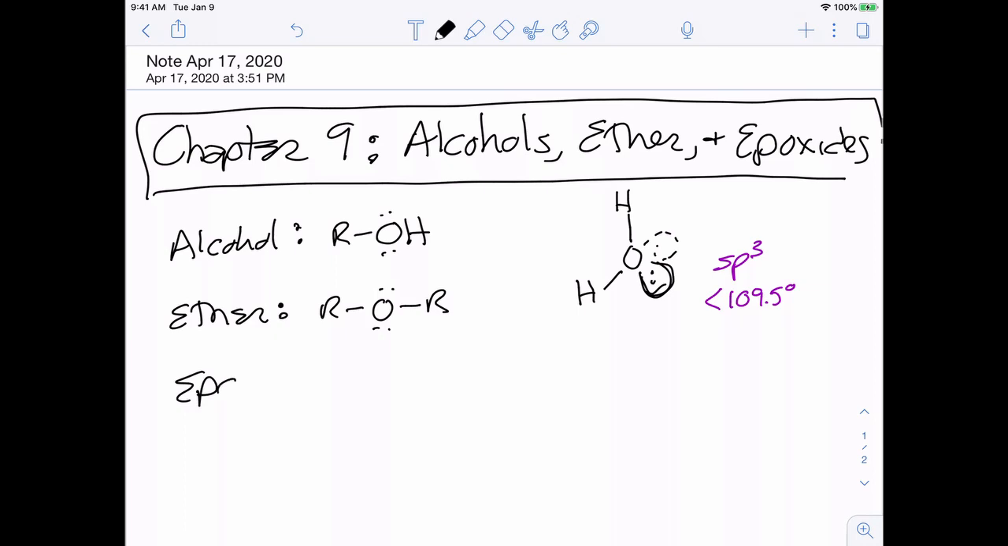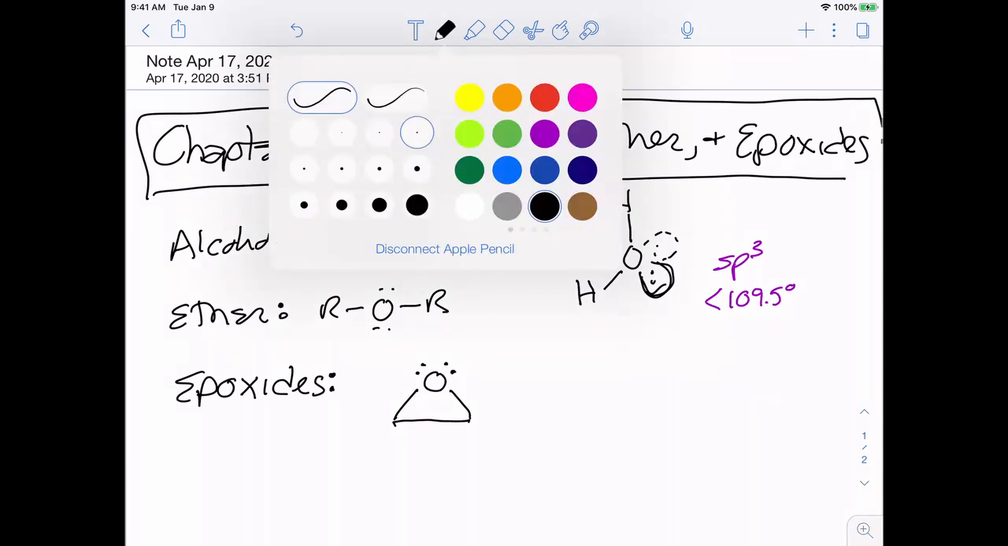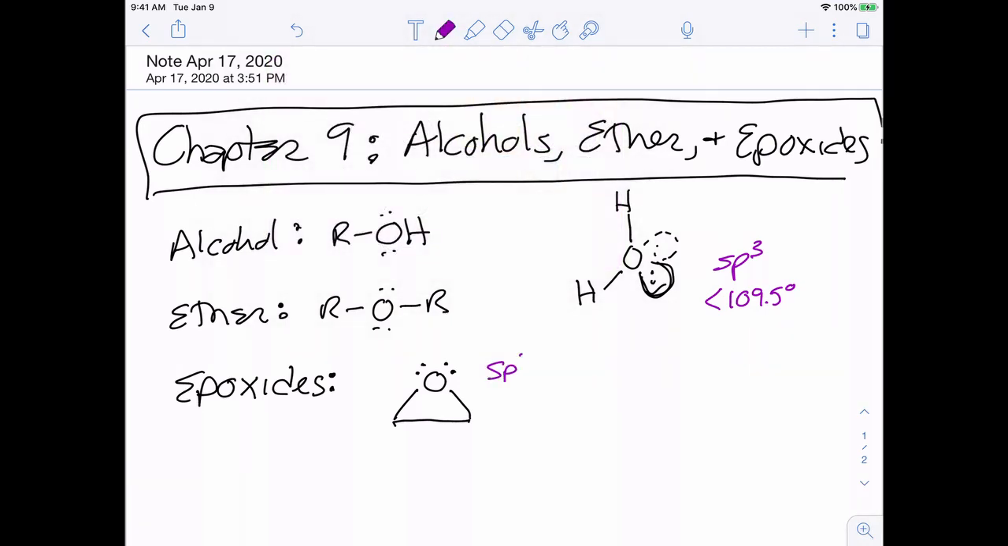Epoxides are a little different. Epoxides do have an oxygen with two lone pairs, but what's special about epoxides is they're actually three-membered rings where one of those members is an oxygen. So it's an oxygen going to a carbon. Let's just draw a skeletal. Going to a carbon, and then those are attached. So two carbons and an oxygen in a ring. It's still sp3 hybridized, but my bond angle is really compressed. This has a lot of angle strain.